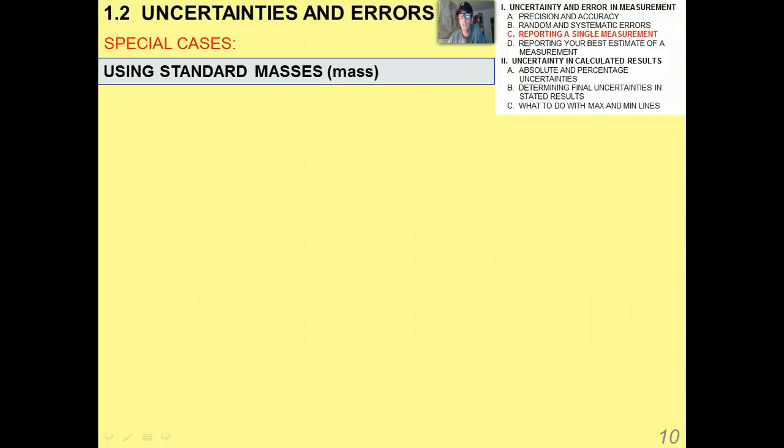Okay, continuing our discussion on how to report measurements and reporting your best estimate of a measurement. There are some special cases, okay? We talked about how your uncertainty, a way to quantify your error, should be plus or minus the least count. There's some special cases, okay?